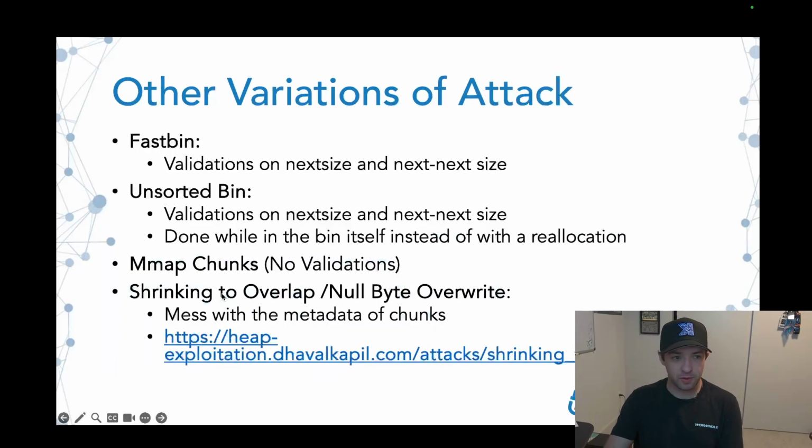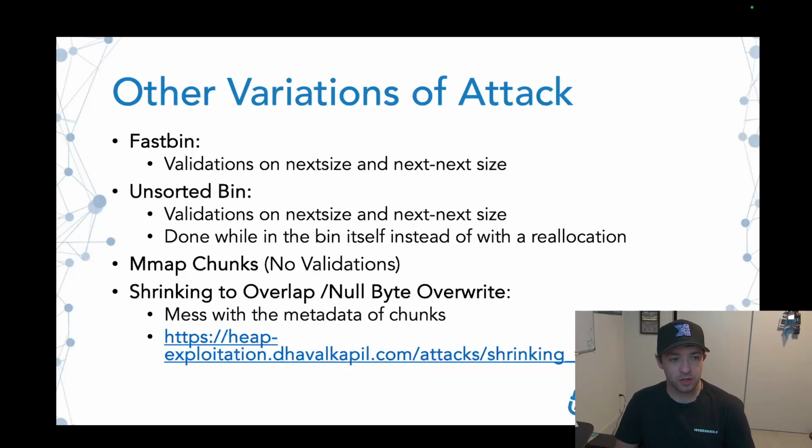I brought this up briefly before when we were talking about it, but there are other variations of this attack where you corrupt the size and it does some pretty funky things. So the fast bin has validations on the next size, so you have to bypass that. The unsorted bin has validations on that as well. Mmap chunks have no validations, but it's kind of extra tricky for other reasons. But we talk about mmap chunks later in this course, which I think is pretty fun.